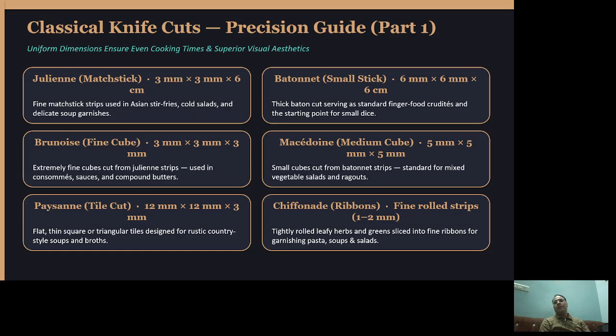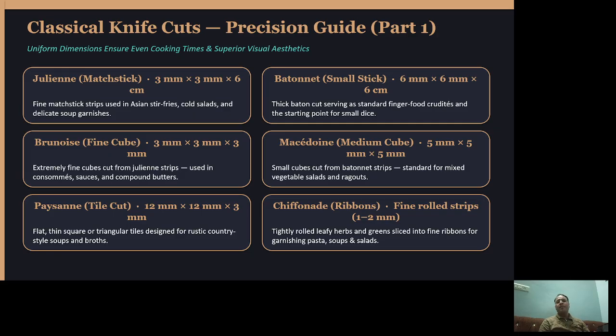Then we have batonnet. Batonnets are small sticks of 6 mm, and the thick baton cut serves as the standard finger food and the starting point for small dice. Then we have brunoise. Brunoise are fine, small cubes of 3 mm. Basically, the brunoise cut is used especially for the preparation of various soups, and we can use brunoise cuts for some other preparations also.